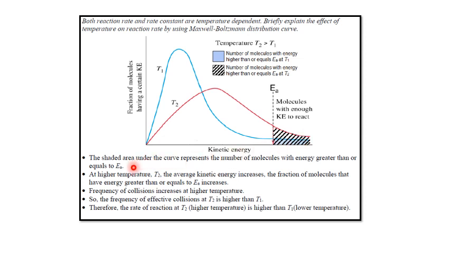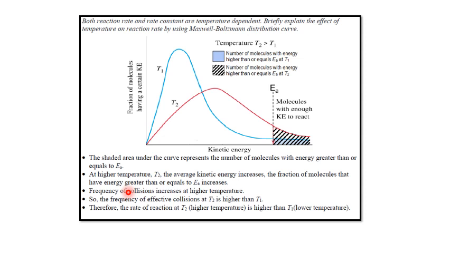Once you finish labelling everything, then you start to explain. So for the first point, you must answer regarding the shaded area. Okay, normally we compare T2 to T1, what happened. So the shaded area is the number of molecules with energy greater than or equal to activation energy. So this happened at higher temperature, T2. So the average kinetic energy increases. Then the fraction of molecules that have energy greater than or equal to activation energy increases. So the main point here is average kinetic energy increases.